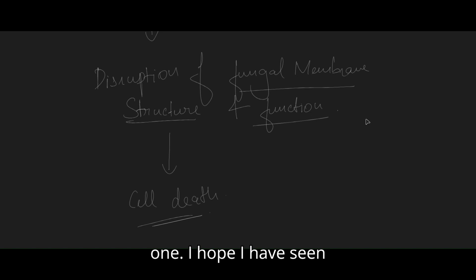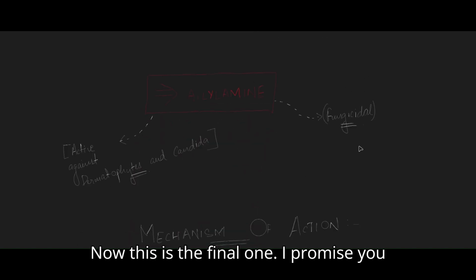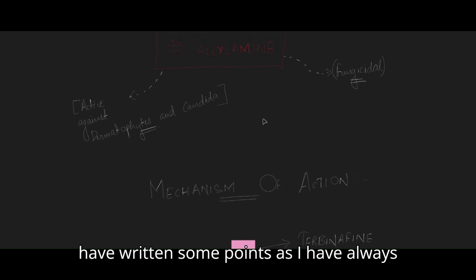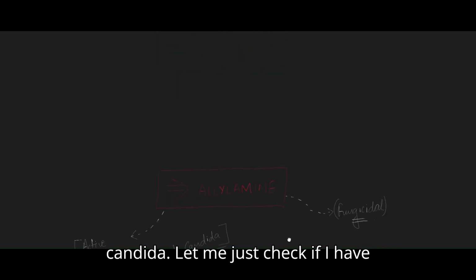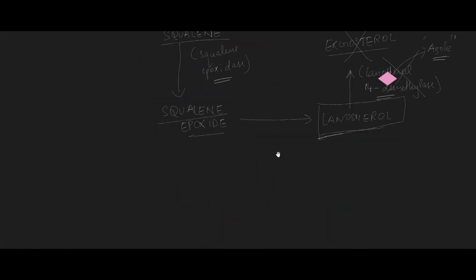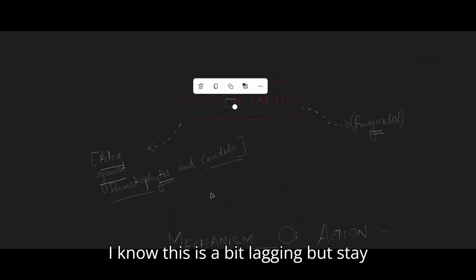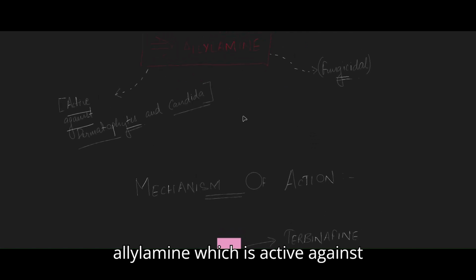Now coming to the final one, I hope I've written something over here. Let me just check. Now this is the final one. I promise you this will be over right now. This is allylamine. This is how it works. Now I've written some points as I've always written: active against dermatophytes and candida. Let me just check if I've written anything over here. Nope, nothing. Okay. I know this is a bit lagging, but stay with me. So this is allylamine, which is active against dermatophytes and candida.